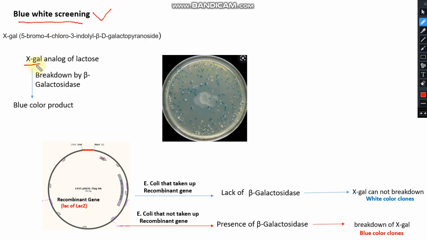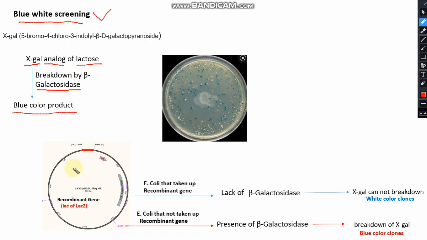X-gal is added during the culture of the bacteria, and X-gal is normally an analog of lactose, but there is some difference between X-gal and lactose, because X-gal, when broken down by the beta-galactosidase, produces a blue color product. So this is the main important difference between X-gal and lactose. Now I will talk about this screening system.